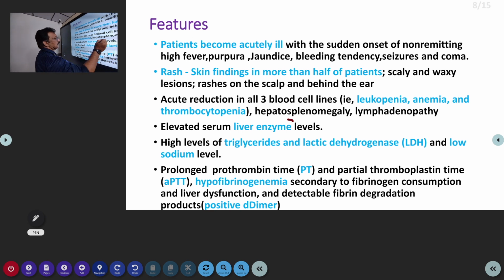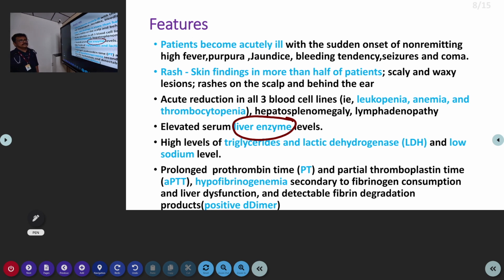Liver enzymes can be elevated, LFT will be elevated, SGOT, SGPT will be elevated. High levels of triglycerides, lactic acidosis, that is very important. Triglycerides can be highly elevated in many of these patients. LDH can be elevated, maybe due to hemolysis itself or as a part of the disease.